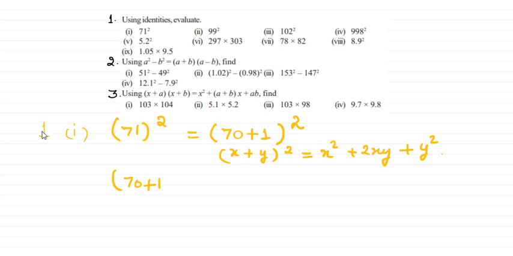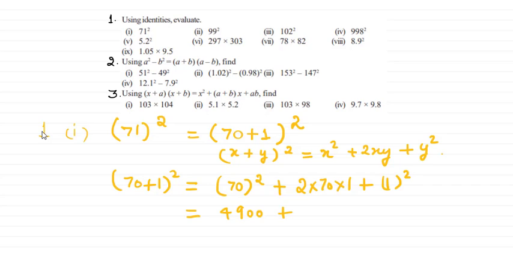So 70 plus 1 whole square, if I expand, it will become 70 square, the square of the first term, plus twice of the first term into the second term plus second term square. Once you get habituated to this, you will find it very easy to calculate. So here you will get 4900 plus 140 plus 1 square. If you add them, you'll get 5041, the square of 71. So that's the answer.